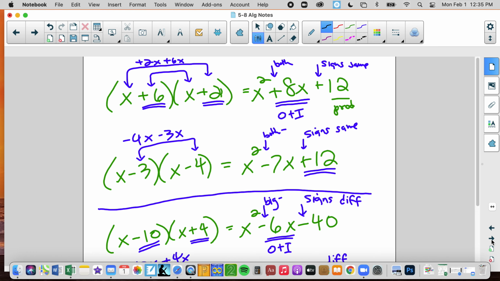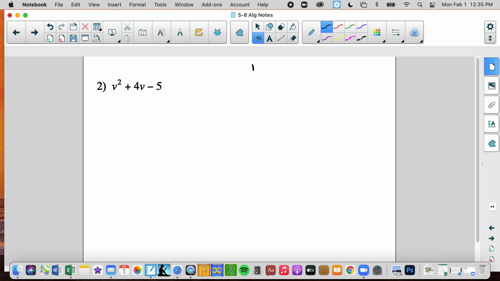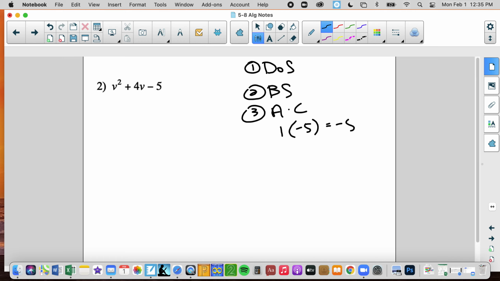Let's do another one. So again, difference of squares? No. Binomial square? No. A times C. A is 1, C is negative 5. We get negative 5. Factors of 5 are 1 and 5. I look here. That's a negative, so I know that my signs are different. And then I look here, and I know that the bigger is going to get the positive. So 5 gets the positive, 1 gets negative. That gives me 4. That's equal to my middle value.